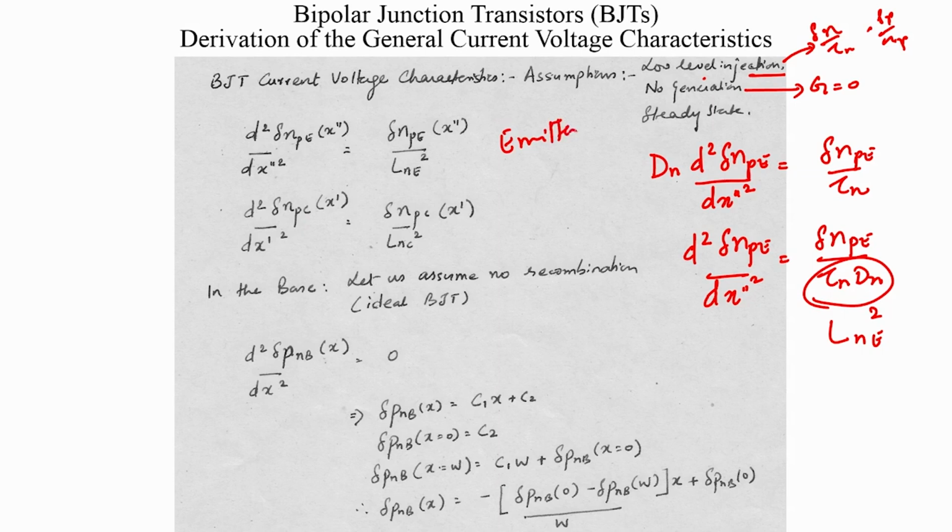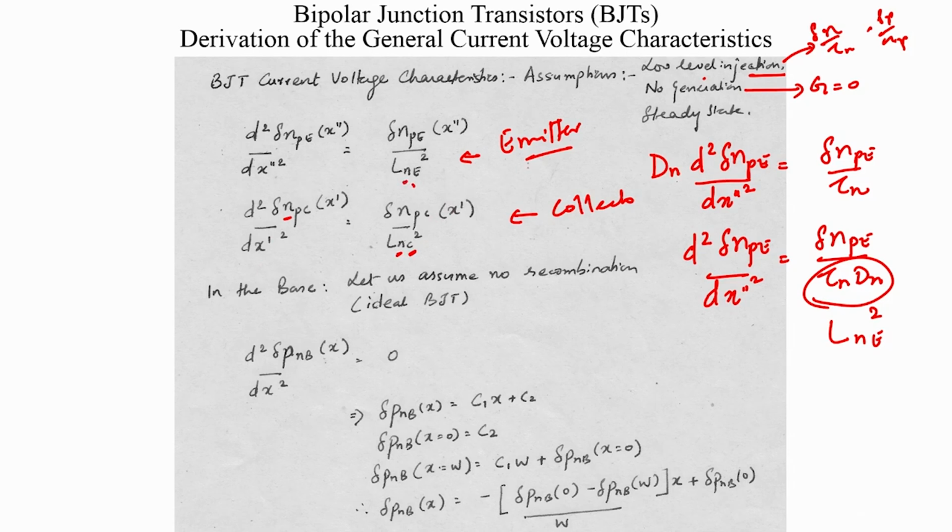So, that is the continuity equation in the emitter, and in the collector we have another continuity equation because the minority carriers are n. So, d square delta n_pc by dx dash square, because that is a new coordinate system in the collector, is equal to delta n_pc as a function of x dash by L_nc square. Okay. So, this is the emitter and collector, and n stands for the diffusion length of the electrons.